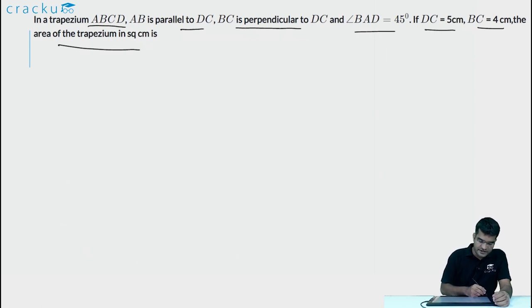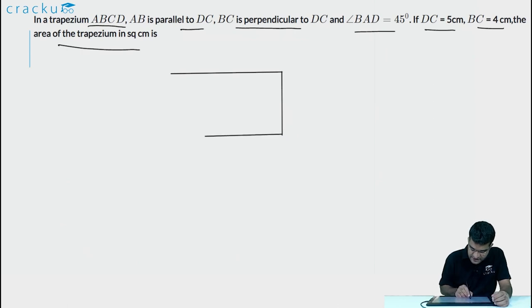So let us first draw the trapezium. Let us assume that this is AB, this is BC. DC is parallel to AB, so this is D, and we will get DC something like this, which is perpendicular. And we also are told that angle BAD is equal to 45 degrees. So it will look something like this. This is the trapezium A, B, C and D. BC is perpendicular to DC. Angle BAD is equal to 45 degrees.